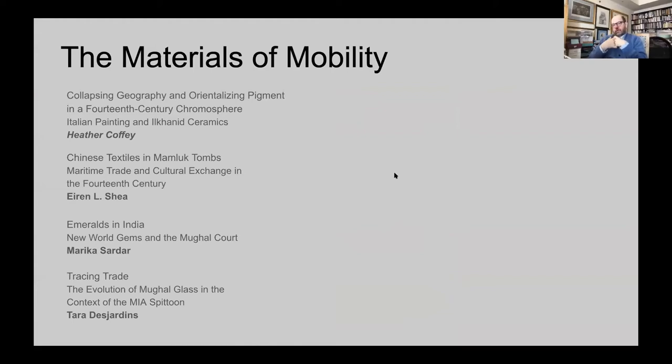The section in the book on the materials of mobility included papers by Heather Coffey on collapsing geography and orientalizing pigment in a 14th century chromosphere, Italian painting and Ilkhanid ceramics. Another was on the presence of Chinese textile in Mamluk tombs as evidence for maritime trade and cultural exchange in the 14th century by Irene Shea.